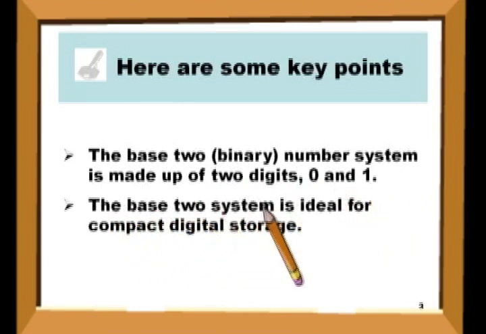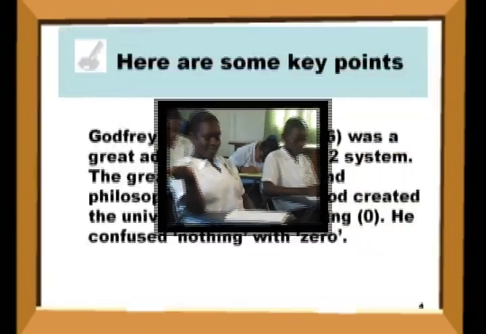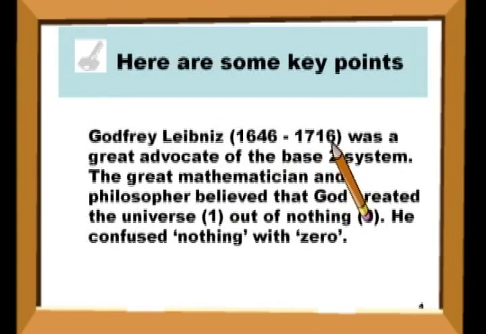The base 2 system is ideal for compact digital storage. Here are some more key points. Gottfried Leibniz, who was born in 1646 and died in 1760, was a great advocate of the base 2 system. The great mathematician and philosopher believed that God created the universe 1 out of nothing 0. He confused nothing with 0.